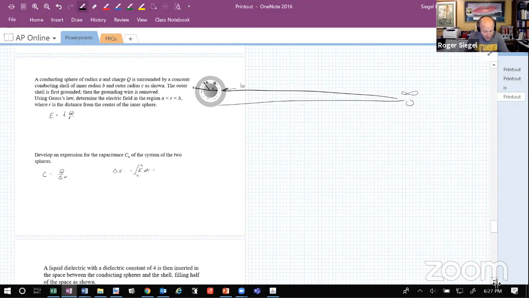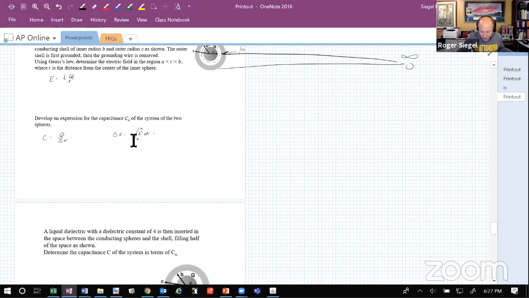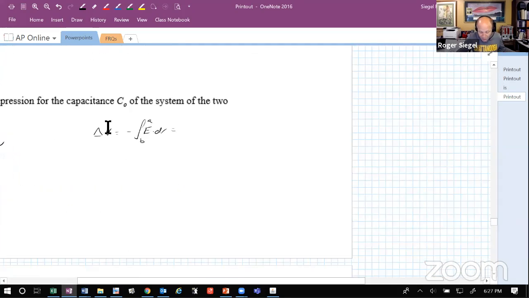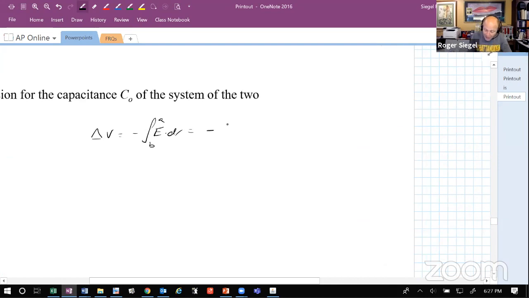All right, so let's go ahead and see what we have next. So we're going to find the potential difference. When we take the integral, what we get is the negative integral from B to A of KQ over R squared dr. And so that becomes, when I take the integral of R to the negative 2, KQ over R going from B to A, or that's going to be KQ, 1 over A minus 1 over B. And so that's how we get our potential difference.